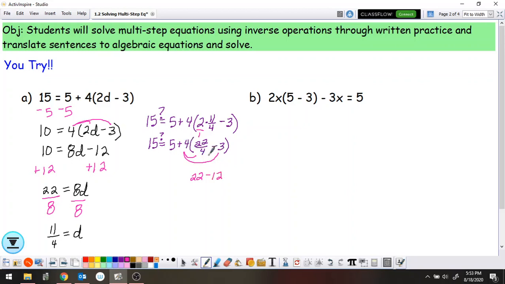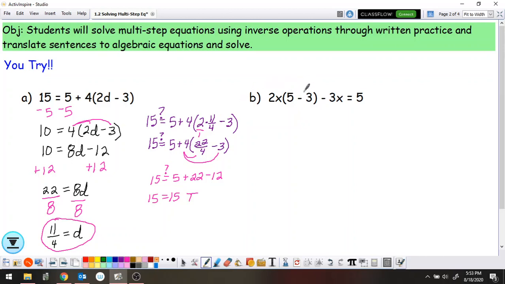So that's what we'd have here, and this is being added to 5, and our question is, will that equal 15? So 5 plus 22 is 27, subtract 12, is 15. That is true, so we have solved this correctly, and 11 fourths is our answer. Let's take a look at B.